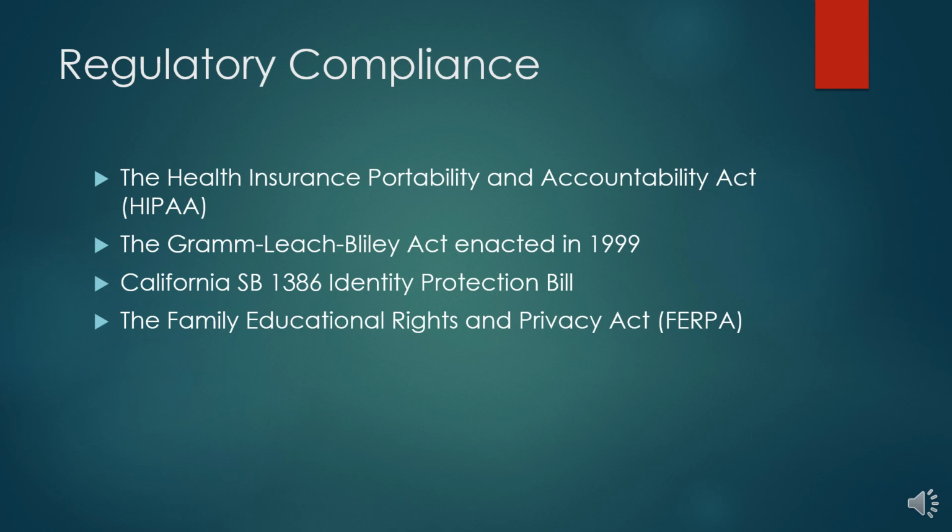Also, there is the California SB 1386 Identity Protection Bill, which requires companies to encrypt personal data and that individuals whose identities have been compromised must be notified of the violation. And lastly, there is the Family Educational Rights and Privacy Act, or FERPA, which requires that student information cannot be revealed and that aggregated student information cannot be disclosed for groupings of students numbering less than 10, for fear that this could lead to individual identification of the student.